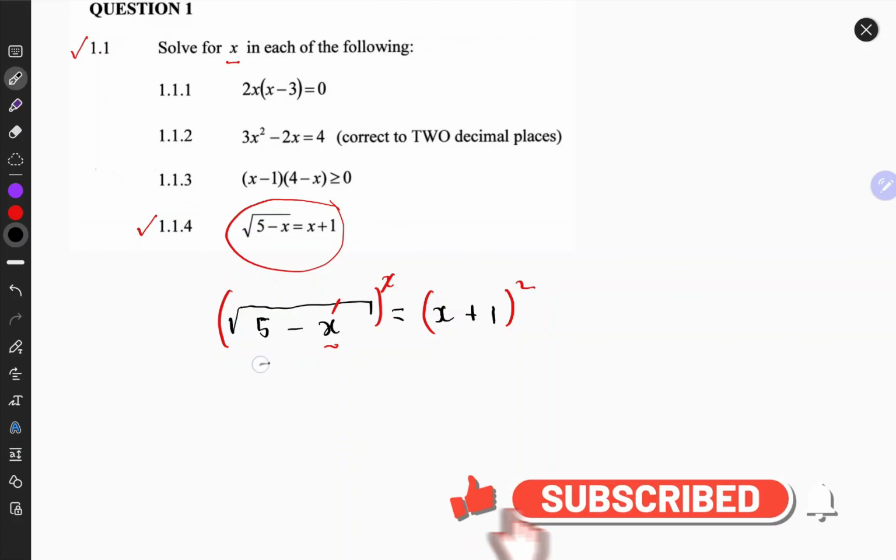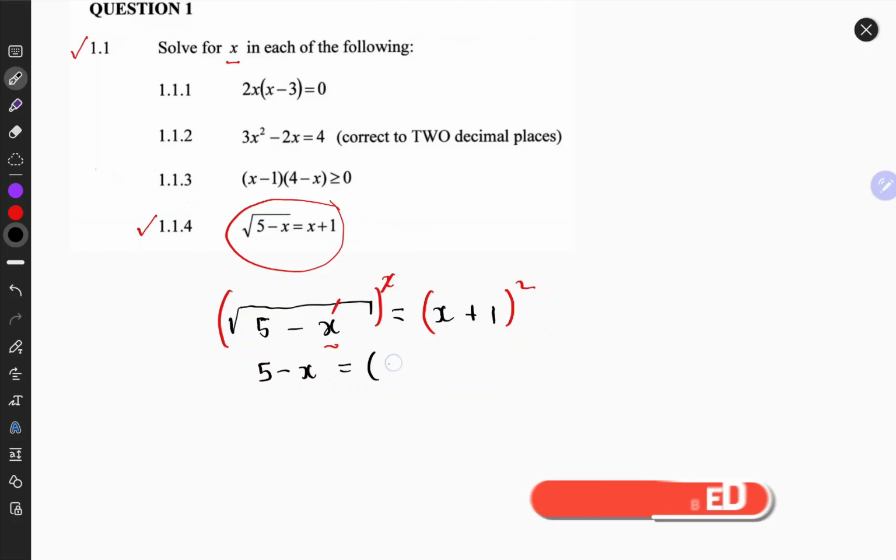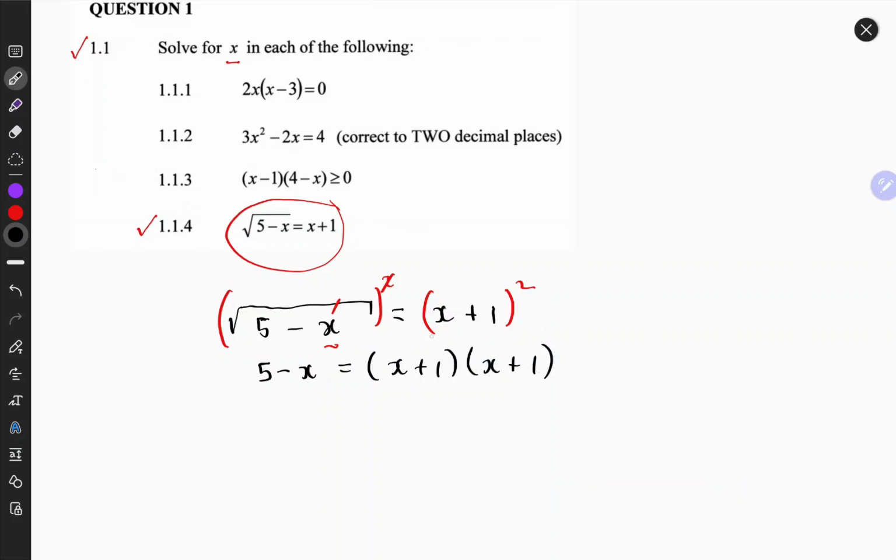So what you're left with is 5 minus x is equal to (x plus 1)(x plus 1). If I'm to expand this and further simplify, the right hand side should give us x squared plus 2x plus positive 1. Just going to take these two to the other side of the equation.